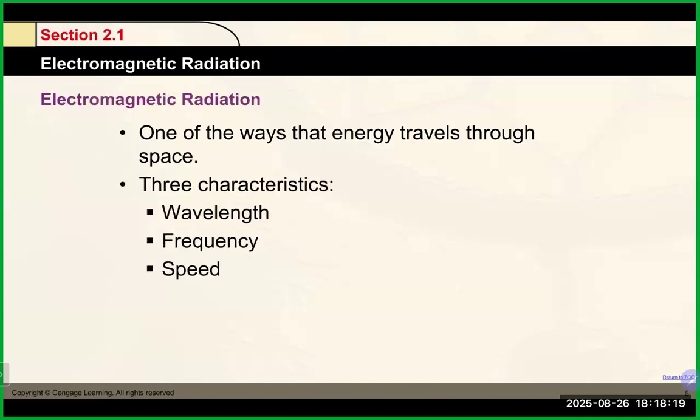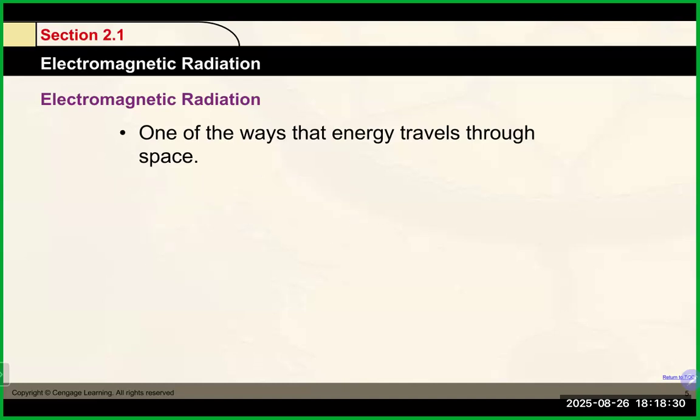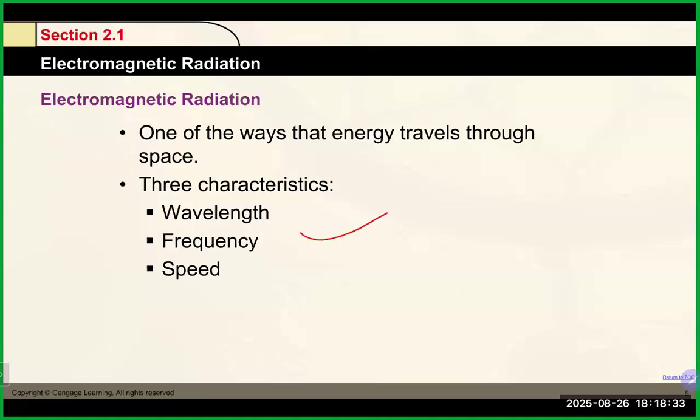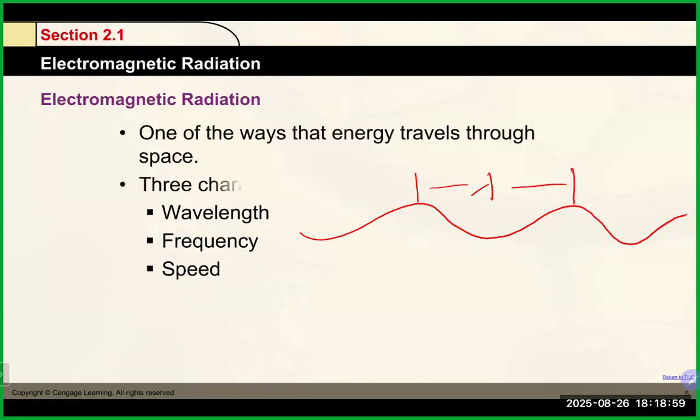Now, electromagnetic radiation is one way in which energy is transmitted through space, and it travels as a wave. So when we talk about a wave, it has a few characteristics, such as this. So this is a wave. One of the characteristics of a wave is what is known as lambda, and that is its wavelength, the distance between two peaks or two troughs, which are on the bottom. The frequency of a wave is how often a wave passes a particular point in a second, and the speed of a wave, obviously, is how fast that wave is moving.